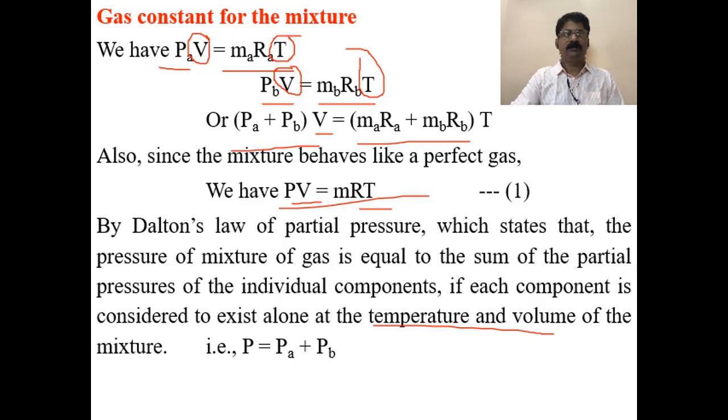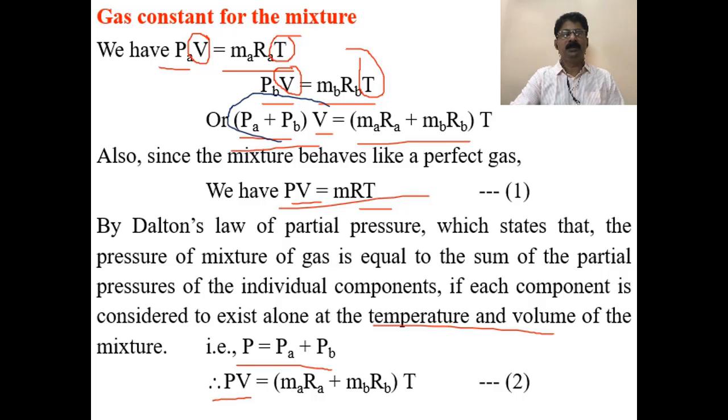So you can write from Dalton's law of partial pressures, P = PA + PB. If you multiply by V on both sides, you will get PV, so here (PA + PB) V. From the expression here, this is nothing but (MA RA + MB RB) T.